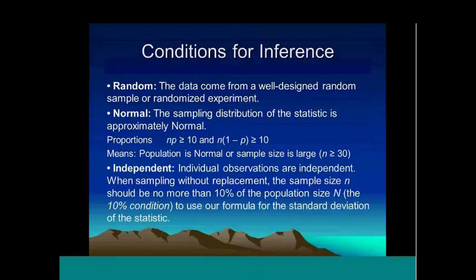We also need to think about whether individual observations are independent. And the key here is if we're sampling without replacement from a finite population, we don't want to take too large a percentage of the population out because we're assuming that things stay constant throughout the sampling process. So students do need to be aware that there's this 10% condition that we ought to be aware of when we're sampling without replacement.